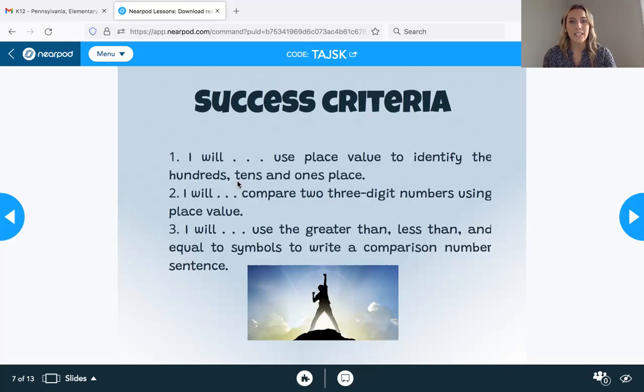Let's read these together. Ready? I will use place value to identify the hundreds, tens, and ones place. Good. Number 2, I will compare 2 3-digit numbers using place value. Number 3, I will use the greater than, less than, and equal to symbols to write a comparison number sentence. Good job. There were some big words in there and you all sounded wonderful.